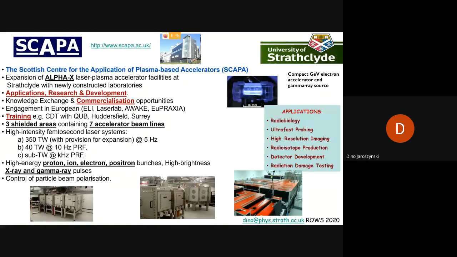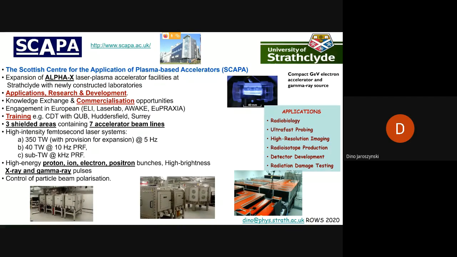So the applications, we have a very large range of applications. We have applications in radiobiology, looking at radiotherapy, for example, very high energy electron beam radiotherapy, and ultrafast probing. We can produce attosecond X-ray pulses, XUV pulses, and high resolution imaging and probing of dense matter. We can produce photons directly from the plasma out to about 10 MeV through bremsstrahlung, using an electron beam produced by the laser accelerator. One can produce gamma rays to very high photon energies, and you can use those gamma rays to produce radioisotopes, for example, for PET, positron emission tomography.